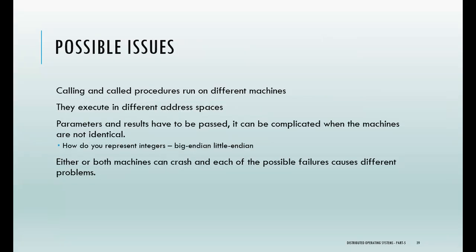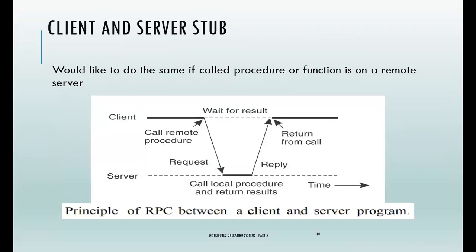Possible issues. The calling and called procedures are on different machines. They execute in different address spaces. Parameters and results have to be passed, which can be complicated when the machines are not identical. Either or both machines can crash, and each of the possible failures causes different problems.